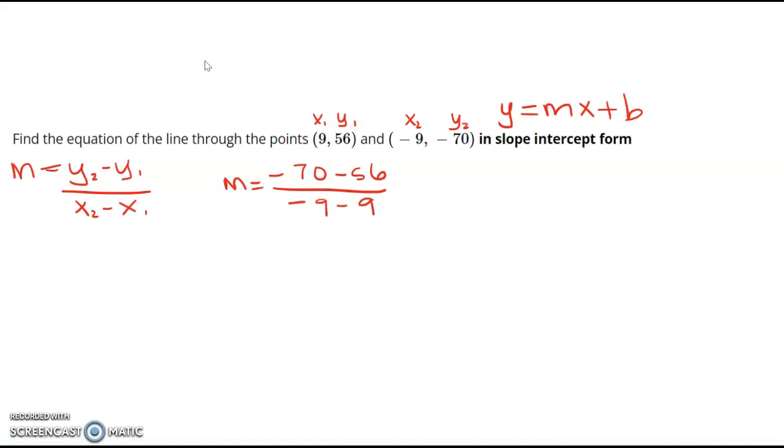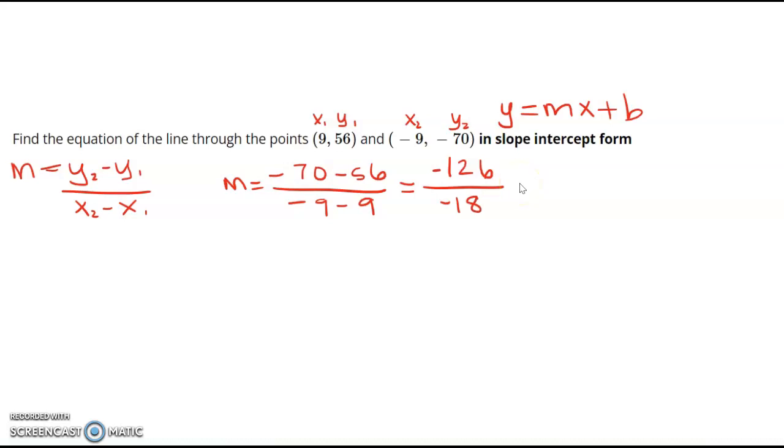So negative 70 minus 56, it's like we're adding in the negative direction. So we're down 70, we go down 56 more. So we'll be at negative 126. Now negative 9 minus 9, it might be tempting to think, oh, that's 0. But again, it's not. We're adding in the negative direction. So we're down 9 and we're going down 9 more. So we'll be at negative 18.